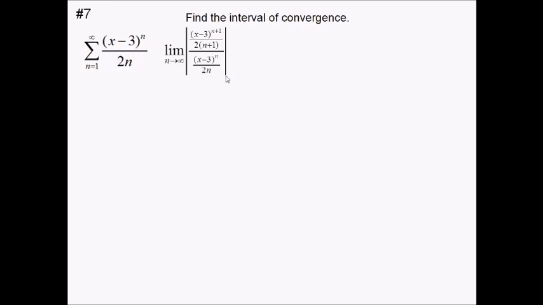Now let's do a little same change flip. So we've got x minus 3 to the n plus 1 and 2n in the numerator. Denominator, we've got the other two things, 2 parentheses n plus 1 and x minus 3 to the n. Now let's reduce as much as we can here. These x minus 3's can reduce by subtracting the exponents. So that just leaves us with x minus 3 to the first power in the numerator. And we still have a 2n up there.